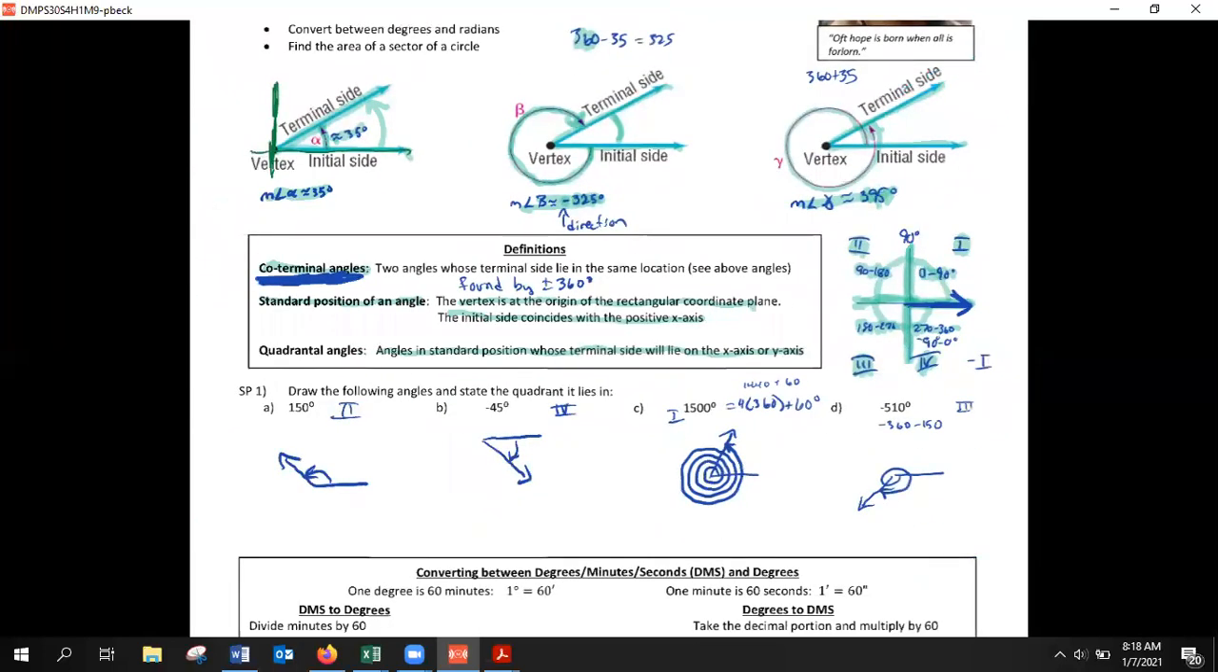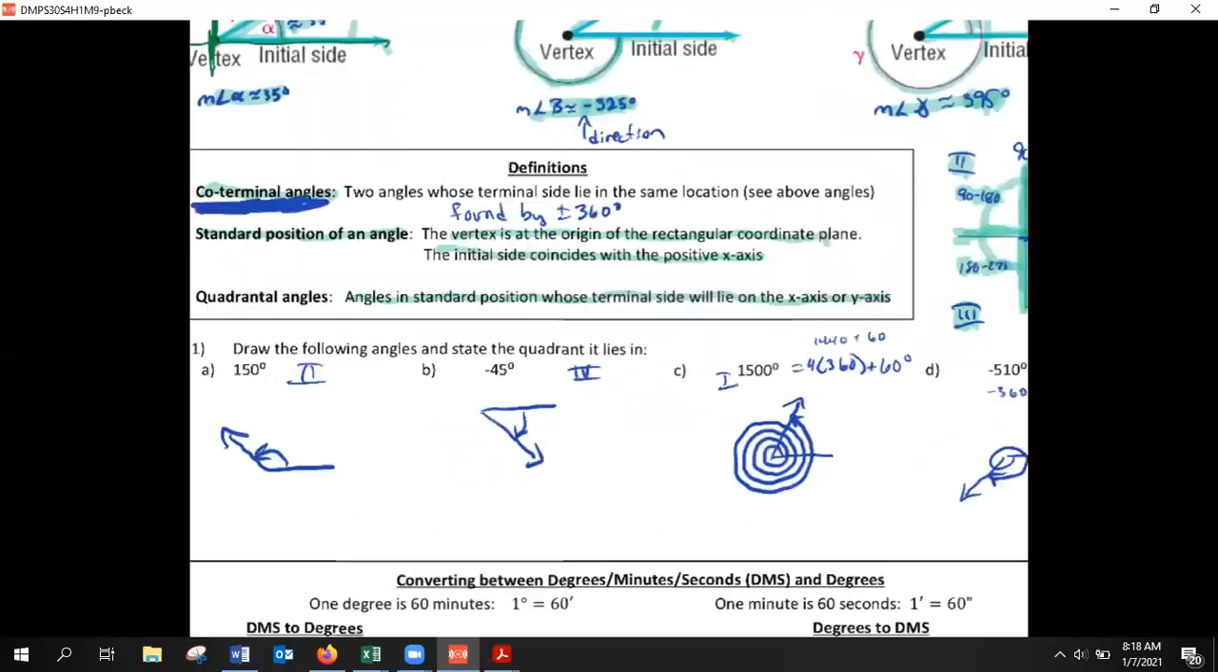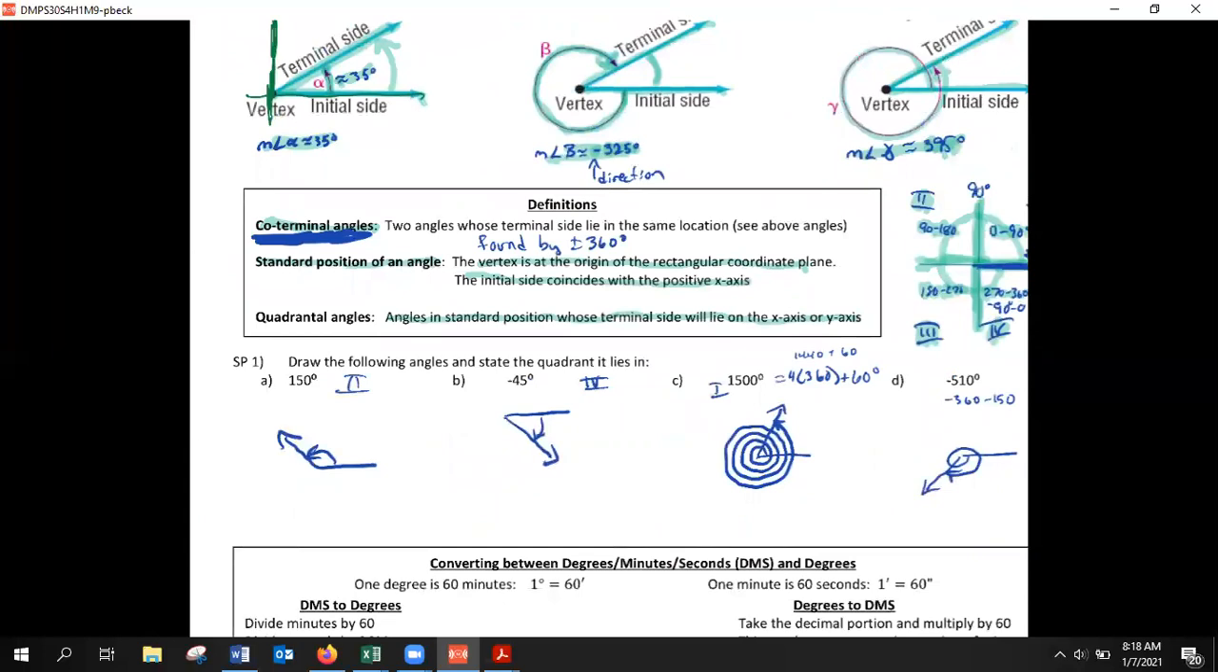But anyway, first thing that we need to do, our first set of skills are, can we draw the following angles and state the quadrant that it lies in? So the first one is a 150-degree angle. The way that I think about a 150-degree angle, I kind of look at a straight line as 180, which is like so. And then if we know 90 is like about there, 180 is 90 degrees beyond 90.